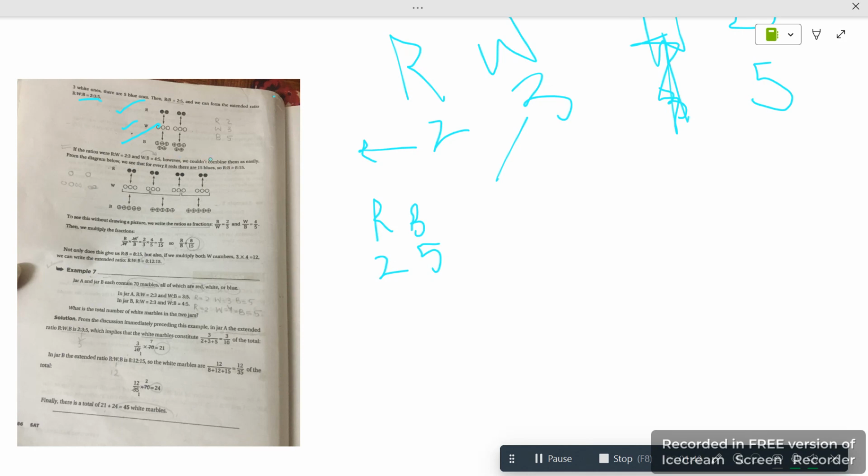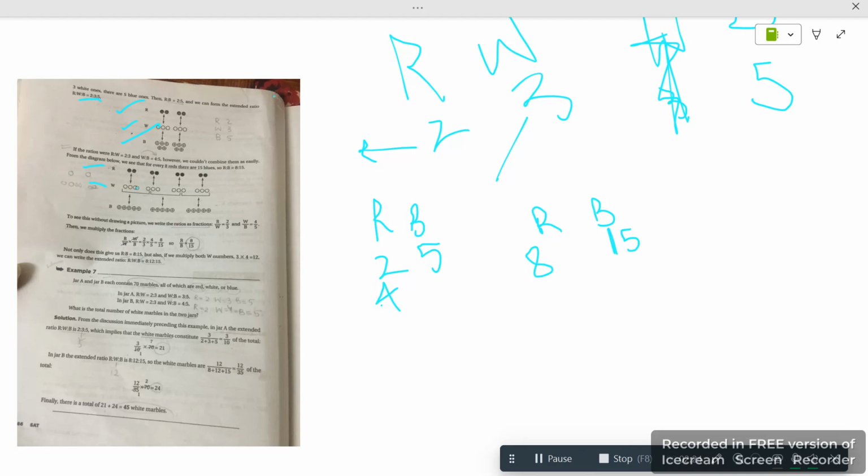Then if the ratio is the same, we could not combine them easily. From the diagram below we see for every 8 red there are 15 blue. So now they are given the ratio of R and B. What they're saying now, here they're saying red is equal to 8 and blue is equal to 15. So when 2 is multiplied by 4 you get 8, and 5 is multiplied by 3, because of the ratio which we were having here. Let's see what's here. So red is 2, white is this one. So when you add these, you'll find the ratio.